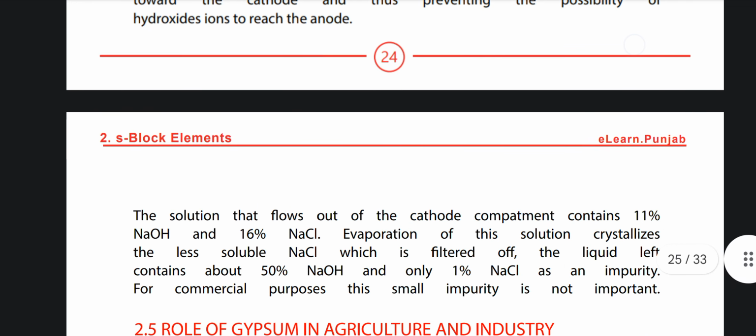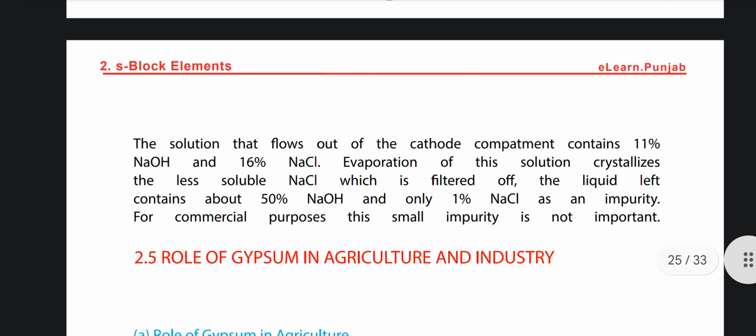The solution that flows out of the cathode compartment contains about 11% of NaOH and 16% NaCl. Evaporation of this solution crystallizes the less soluble NaCl, which is filtered off. The liquid left contains about 50% NaOH and only 1% NaCl as an impurity. For commercial purposes, this small impurity is not important.